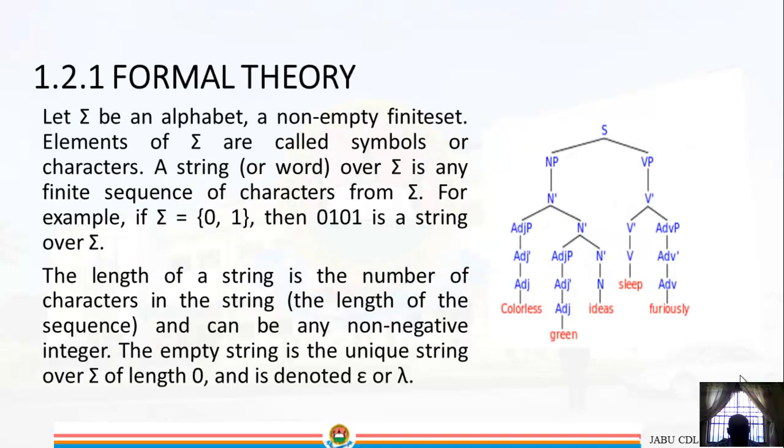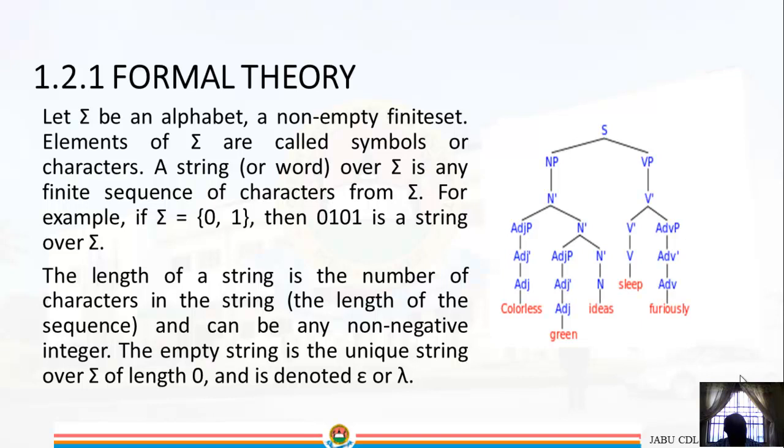Now, we want to look at some examples. Let Sigma be an alphabet. A non-empty string element of Sigma is called a symbol or character. A string over Sigma is any finite sequence of characters, any type of character, from Sigma.